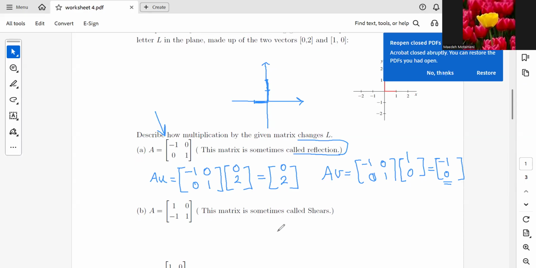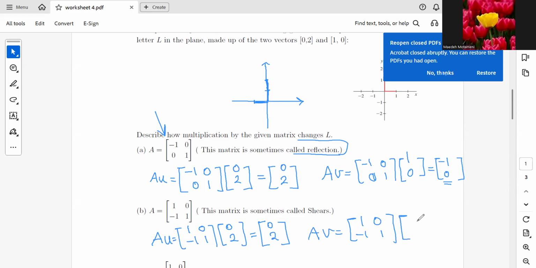Same idea for part B. If we find A times u, it will be the multiplication of this matrix and 0, 2 as the first vector, and that would be 0 and 2. The second one is v. It will be 1, 0, negative 1, 1 multiplied by 1, 0. And if we multiply them together, we would get 1 and negative 1.